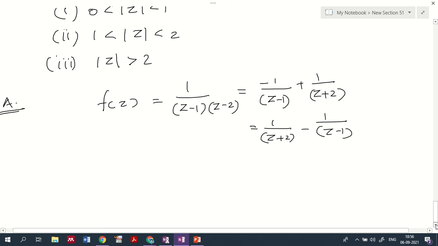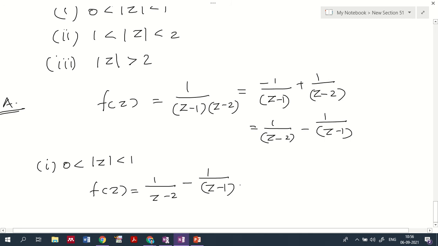Sorry, there is one small correction. That is z minus 2. This is not z plus 2, it is z minus 2. So let me take the first region. The first region says 0 less than mod z less than 1, so the values of mod z lie between 0 and 1 in this case. So f of z is equal to 1 by z minus 2 minus 1 by z minus 1.